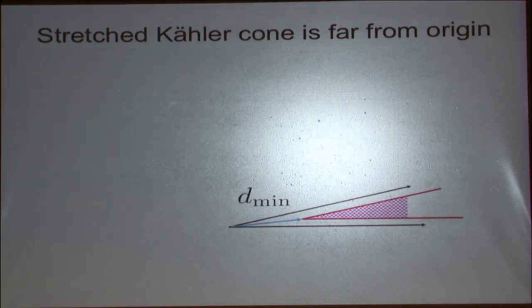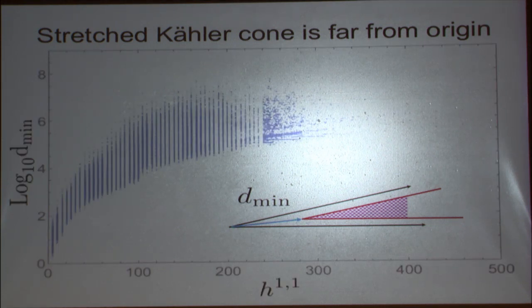First of all, the stretched Kähler cone is far from the origin. So we can measure d min, the distance from the origin to this apex here. And here's a swordfish plot of the log base 10 of that distance versus H11. And you see, this is a really big distance. It's like 10 to the 5, in appropriate units.